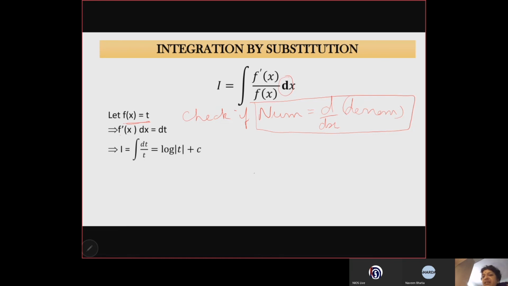So substitute it back in the given integral. So f dash x dx becomes part of dt and f(x) is t. So what is the integral of 1 by t dt? Yeah, log mod t plus c. But what was t? It was f(x). So log mod f(x) plus c. So this also you can use as a standard result. So the integral of f dash x upon f(x) dx would be equal to log mod f(x) plus c.